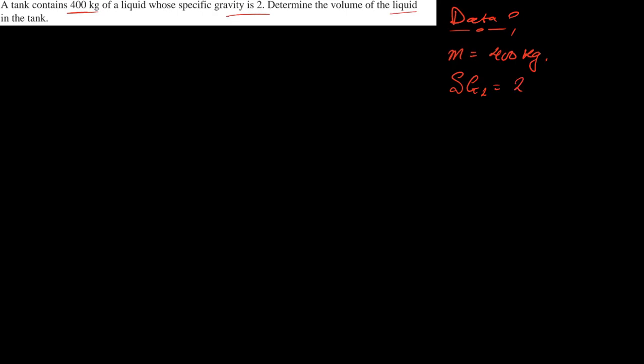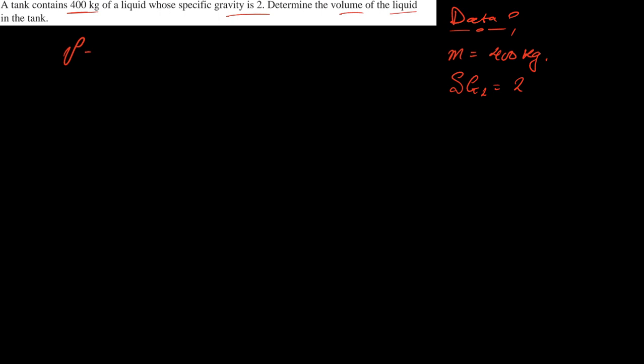Now, when they say the specific gravity of a liquid is 2, it means that the density of this particular liquid is 2 times the density of water. Therefore, in order for us to find the volume of this particular liquid, we first have to find its density.